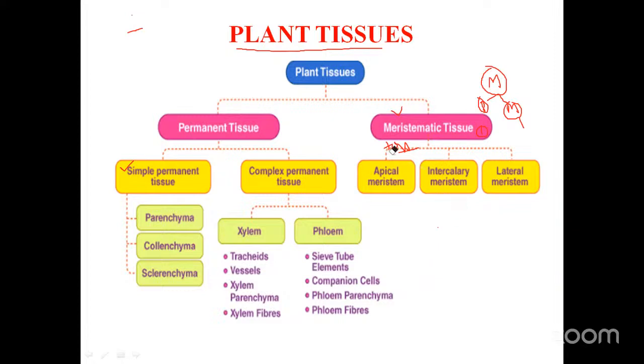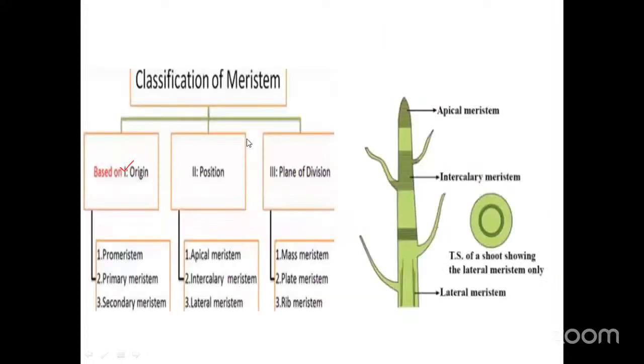Position: the name itself tells where they are. Maybe they are apical, maybe intercalary, maybe lateral. Right. So now, the definition of meristem is clear. Now the classification of meristem.